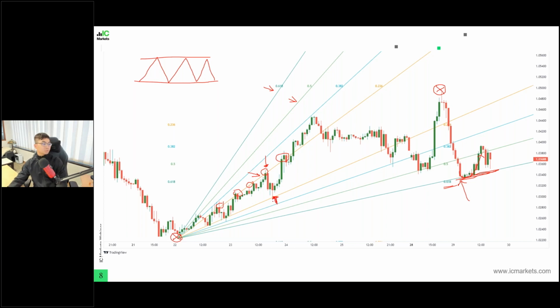But you do also take note that please implement multiple confluences, multiple styles of trading before you use it. So do not just rely on the speed fan itself.